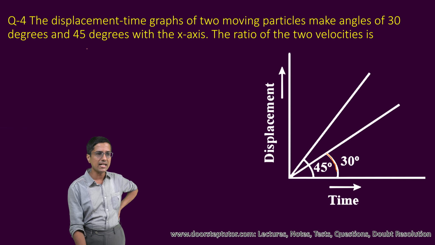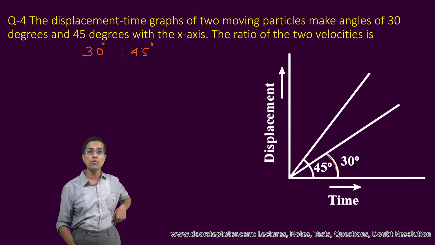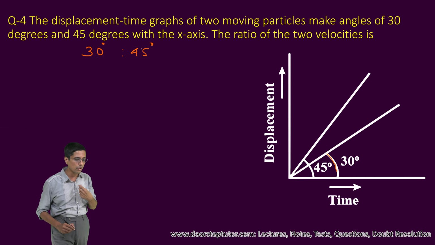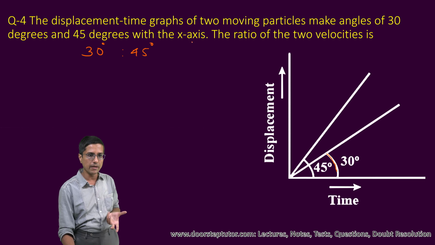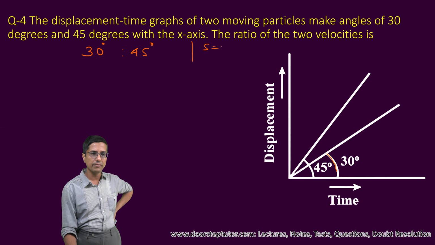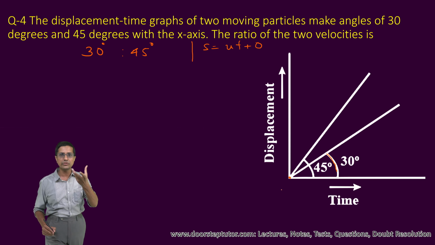We have been asked to find the ratio of two velocities, which means that we have been asked to find the ratio of 30 degrees to 45 degrees. That's what we have been asked. Now we know that from the equation of motion, s is equal to ut plus the intercept, or the initial thing, which is actually 0. At time equal to 0, s is equal to 0. So this is our equation.